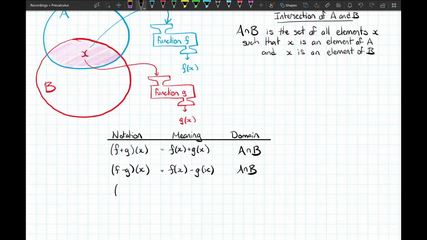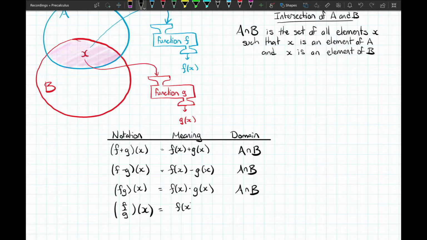Similarly with multiplication, we'll just write fg of x, and that would mean that we're taking f of x as the value multiplied by g of x. Again, x must be a value in both A and B, which is A intersection B. Last but not least, we get to the operation that causes us the most headaches, f divided by g of x. Now, as you can probably predict, this is equivalent to f of x divided by g of x.